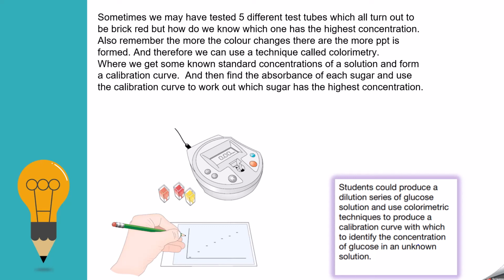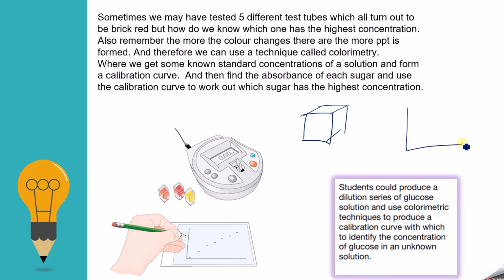So we use a technique called colorimetry, not calorimetry, colorimetry, where we get some known standard concentration. So we get something that we know the concentration of. It could be one of our previous solutions we know the concentration of, and form a calibration curve. And then after forming the calibration curve, we can find the absorbance, so how much light is absorbed from each sugar, and use the calibration curve to work out which sugar has the highest concentration.